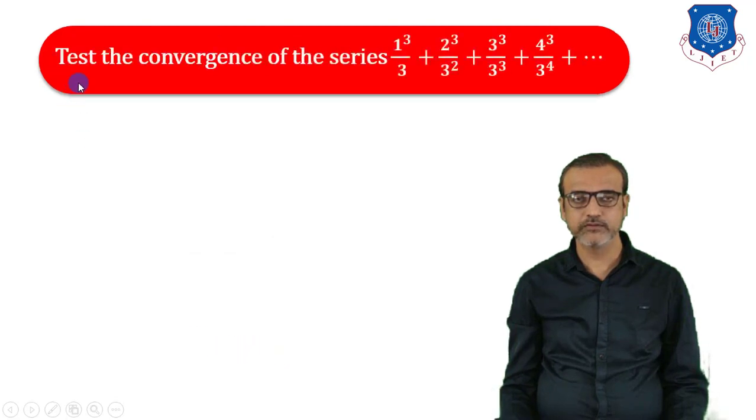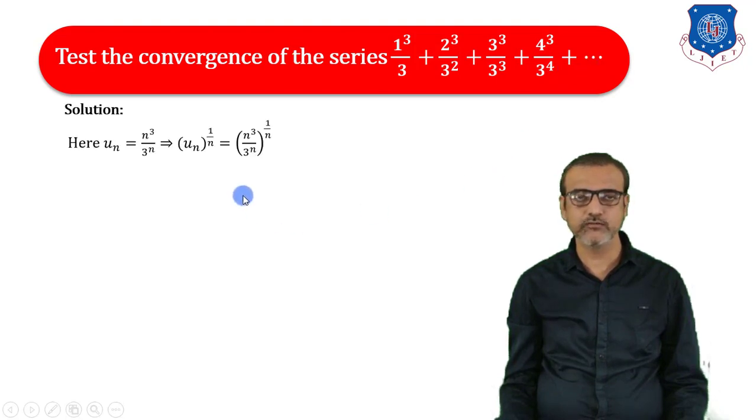Now this is example number 3. Test the convergence of the series 1 cube upon 3 plus 2 cube upon 3 square plus 3 cube upon 3 raised to 3 plus 4 cube upon 3 raised to 4, and so on. So here is the solution. Here un equals n cube upon 3 raised to n. As you can see, this is 1 raised to 3, 2 raised to 3, 3 raised to 3, 4 raised to 3, and so on. So in general, the nth term will be n cube, and for the denominator sequence 3 raised to 1, 3 raised to 2, 3 raised to 3, 3 raised to 4, its nth term will be 3 raised to n.